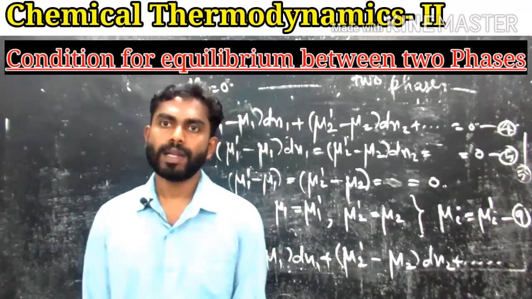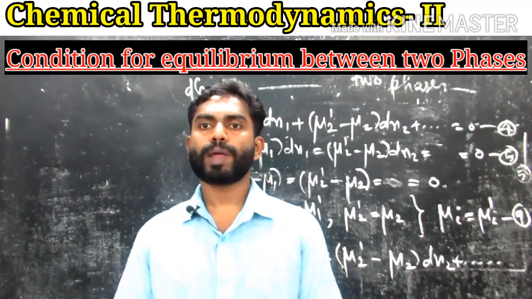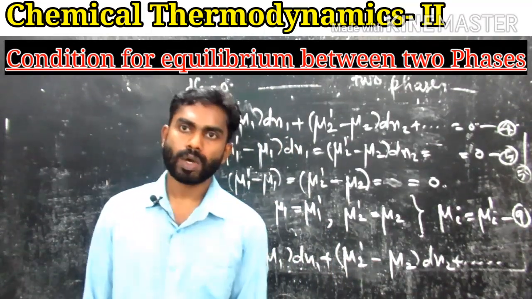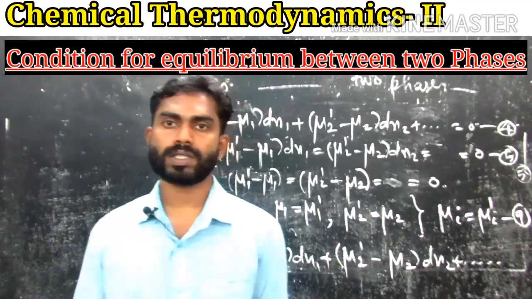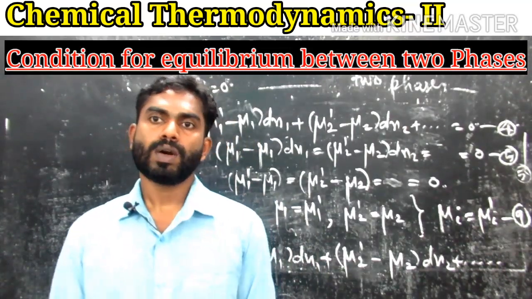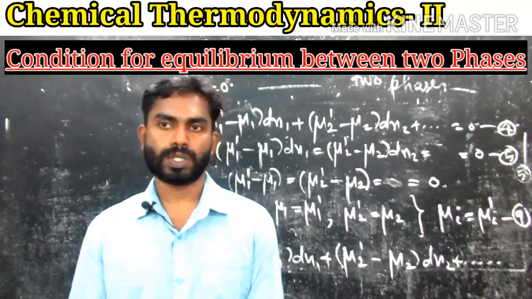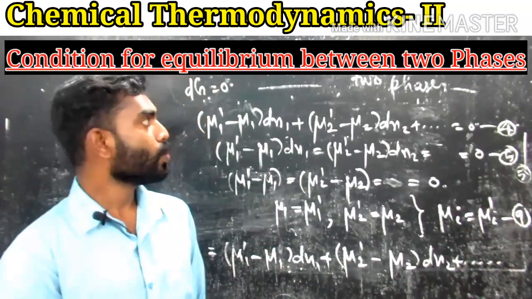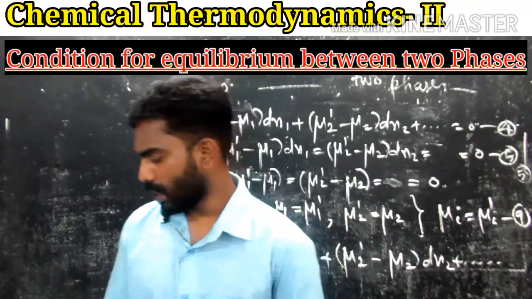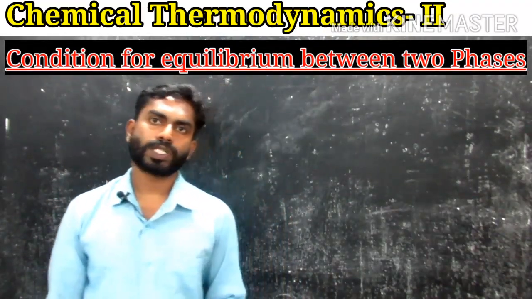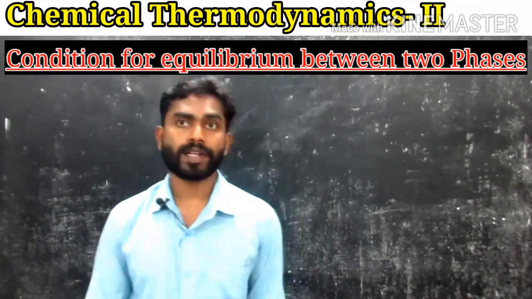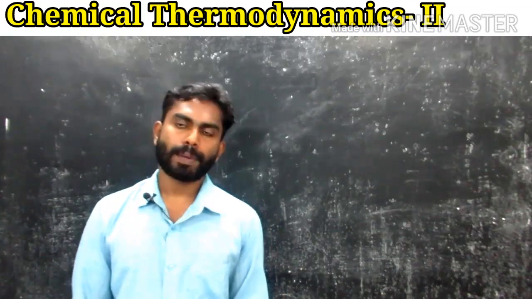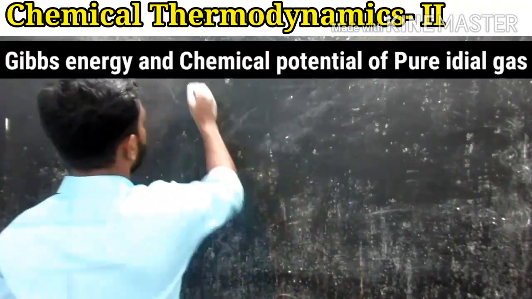Okay, from equation 9 we can generalize that for equilibrium at constant temperature and pressure in a multi-component system consisting of a number of phases, the partial molar Gibbs energy or chemical potential of each constituent must be the same in all phases. This is the uniformity of chemical potential. Next, we are going to discuss the Gibbs energy and chemical potential of a pure ideal gas.